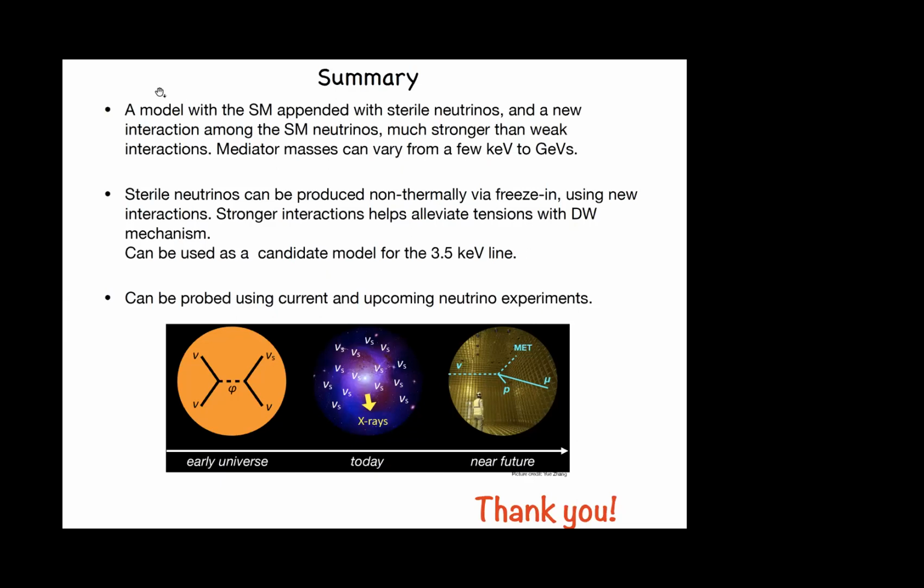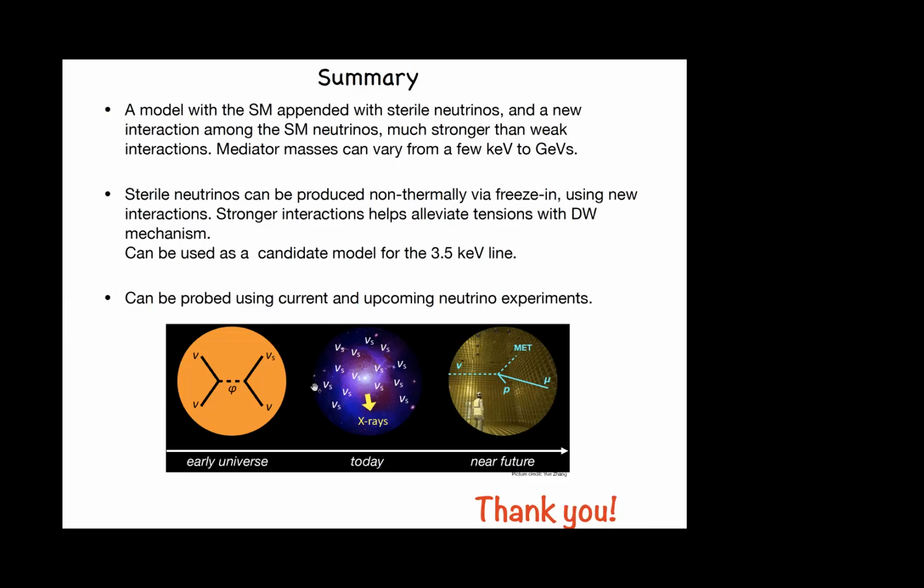So these models can allow you to produce your sterile neutrinos via these new interactions and then oscillations. Essentially, these stronger interactions also help you to remove all the tensions that exist with the standard Dodelson-Widrow mechanism. And if you believe in the 3.5 keV line, this can also be used as a candidate for the 3.5 keV line. And finally, these interactions are testable. You can actually probe them using current and upcoming neutrino experiments.